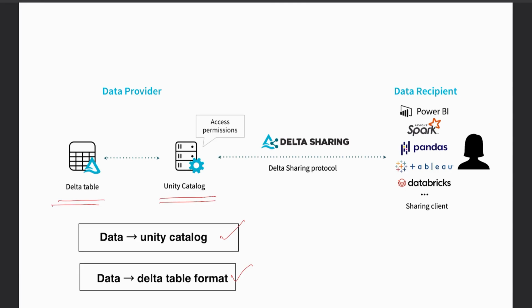So the data that is there in the Unity Catalog is the data provider. And the data recipient asks for permission to get the data from the data provider using the Unity Catalog. Once the data is shared using Delta Sharing, you can use Spark, Power BI, Pandas, Tableau, Databricks, or anything else to query your data.